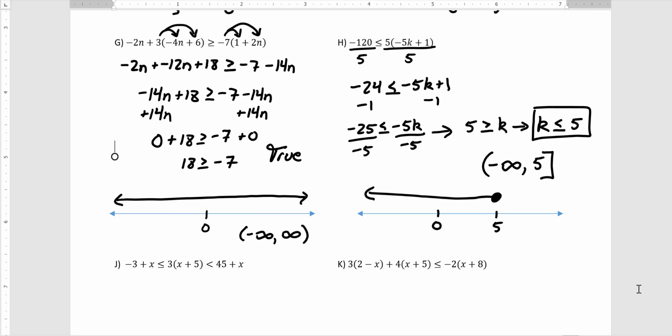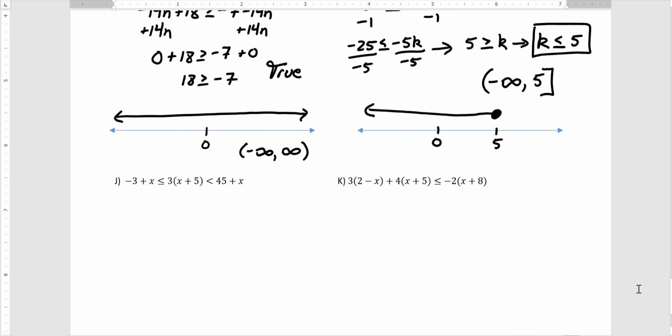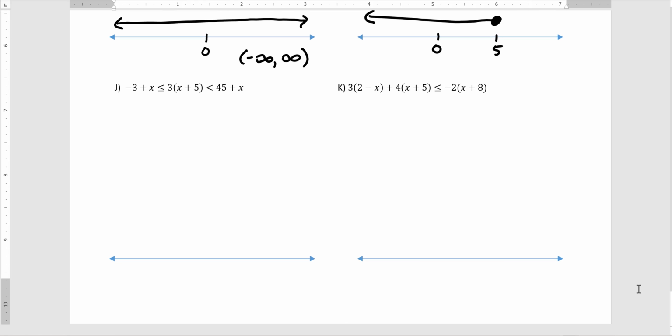All right, that's G and H. Raise your hand if you have any questions, especially on G. I'd be happy to explain that farther. Otherwise, why don't you finish strong? Go ahead and knock out J and K, and then I'll check in with you here. Go ahead and pause the video, try J and K, and then we'll do it together.